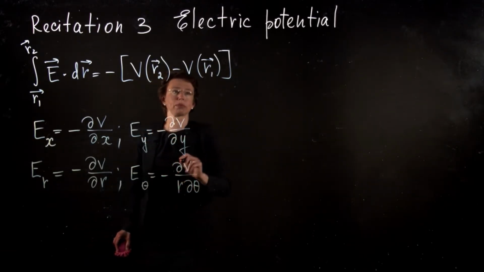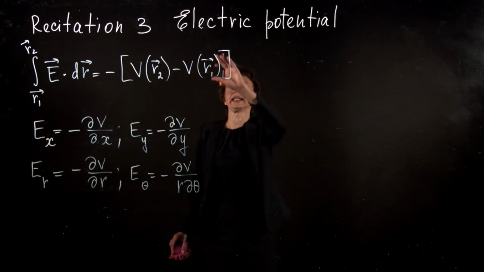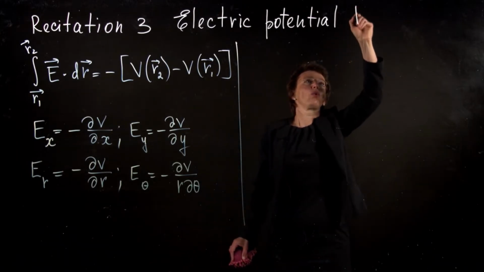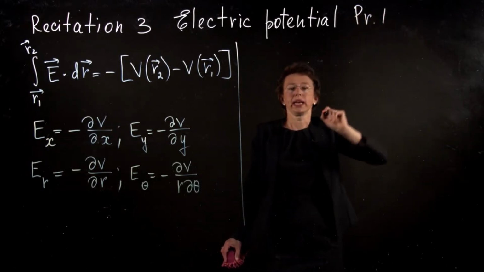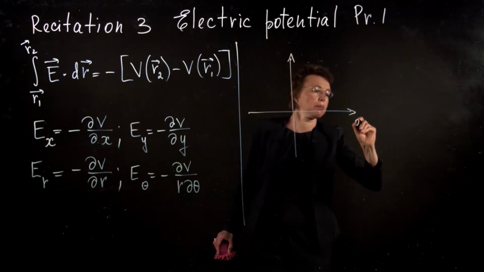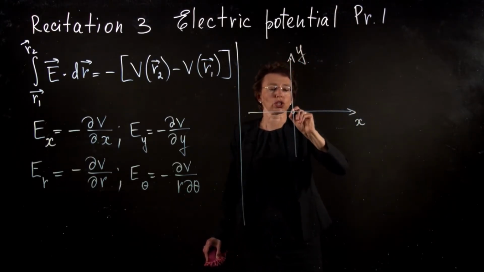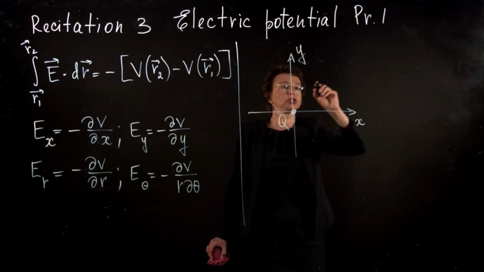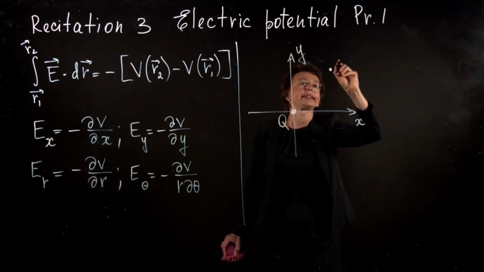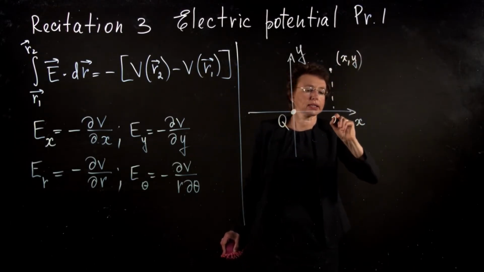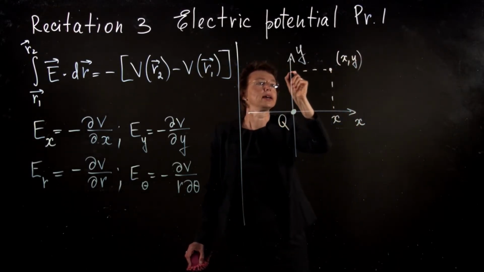So the first problem that we will solve, problem 1, is to find the electric potential created by a point charge at the origin. So this is the origin. We put a point charge here, let's call it Q, and I want to find the electric potential at an arbitrary point X and Y. This is X and this is Y.